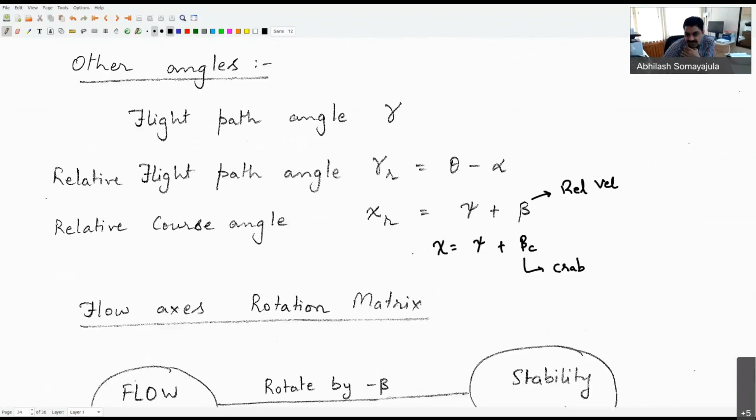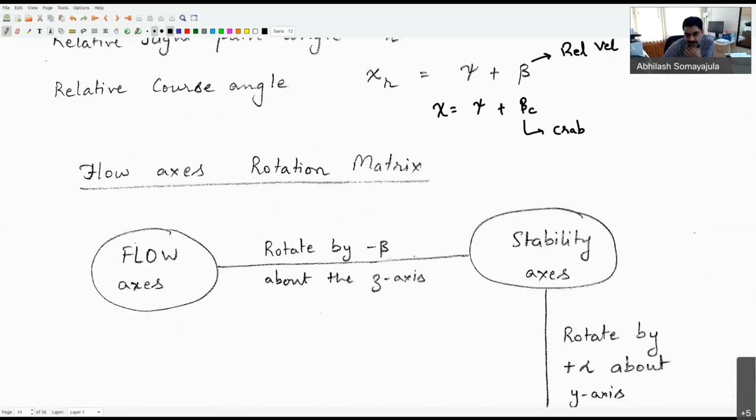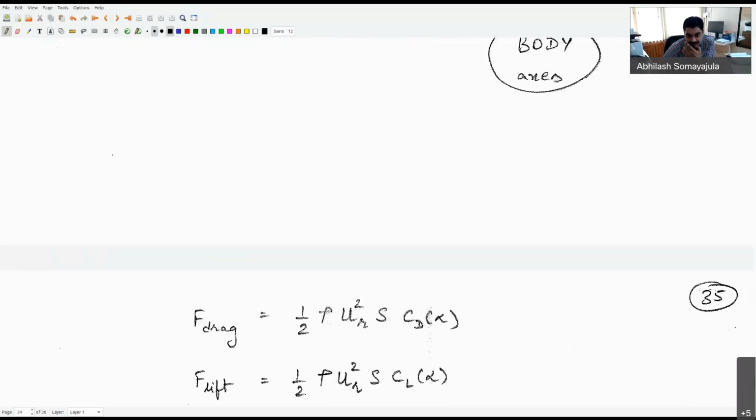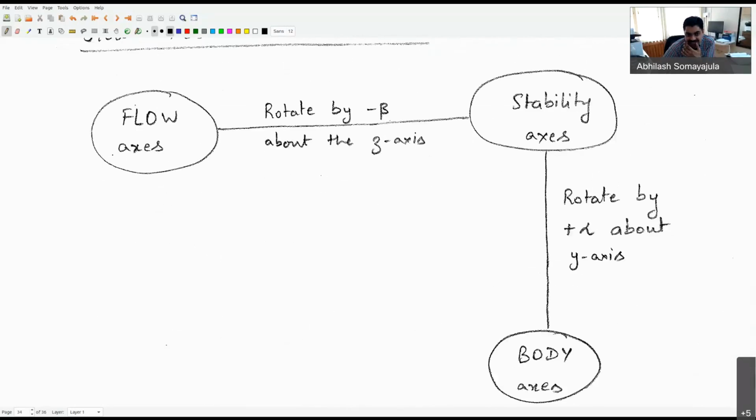All right, so now that we have defined these angles, I want to find out the rotation matrix which translates from the flow axis to the body axis. Notice that this flow axis is pointed along the relative velocity vector typically. And then I want to find out how that flow axis orientation is different from the body axis. So if I start from the flow axis, I can rotate by an angle minus beta about the z-axis, followed by a rotation by alpha about the y-axis in order to reach the body axis.